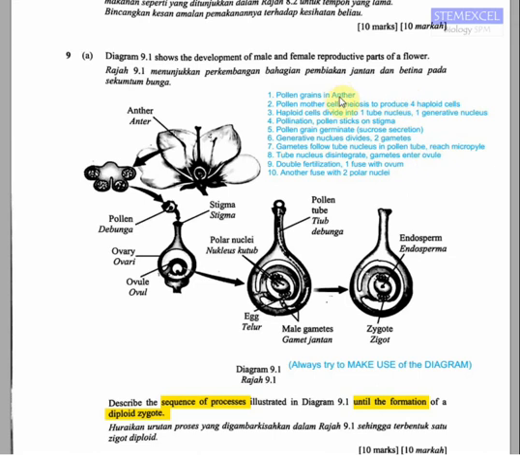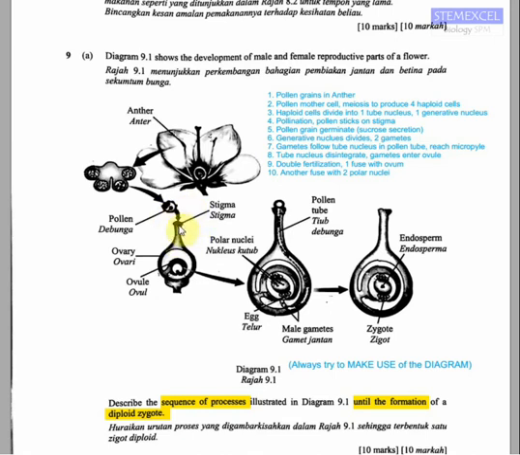So number one is that the pollen grains are located in the anther, and then you have your pollen mother cell. This will undergo meiosis to produce 4 haploid cells. It's not shown in the diagram, but this is part of the process. And then the haploid cells will further divide into 1 tube nucleus and 1 generative nucleus. Okay, and then during pollination, this is the pollen, and it will stick to the stigma. So this is the pollination process.